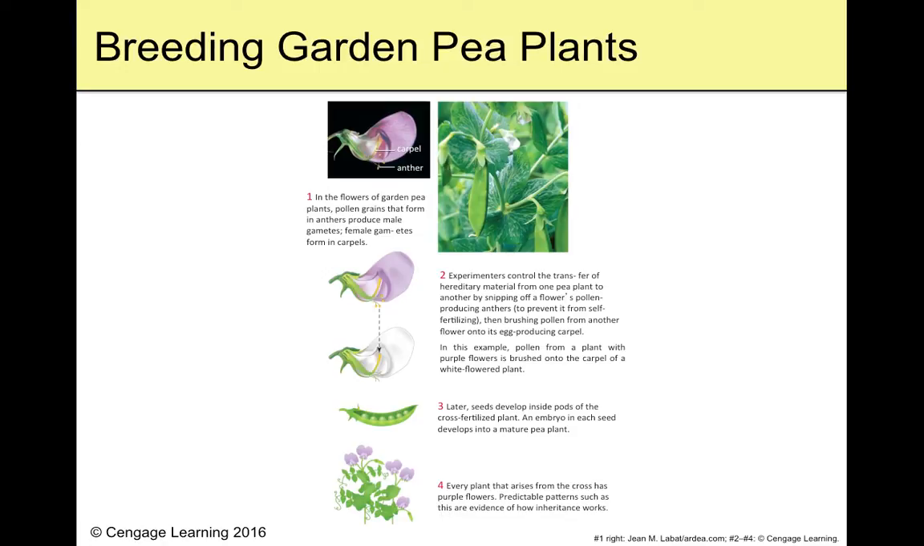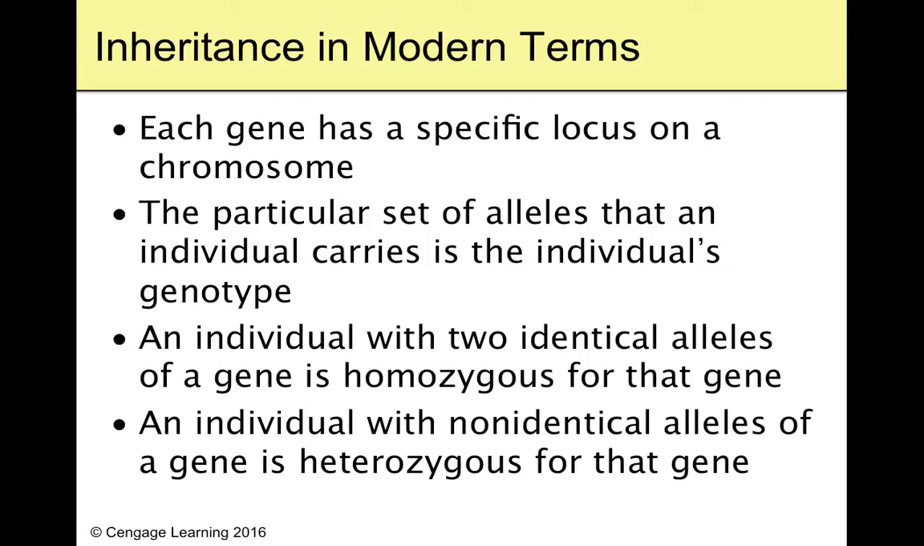And he did this with more traits than just flower petal color. How long the pea pods were, how tall the plants grew, what the actual peas were like. Were they wrinkled or smoothed or yellow or green, all this kind of stuff. He did a lot of experimenting with peas. And it was a simple design, and it worked.